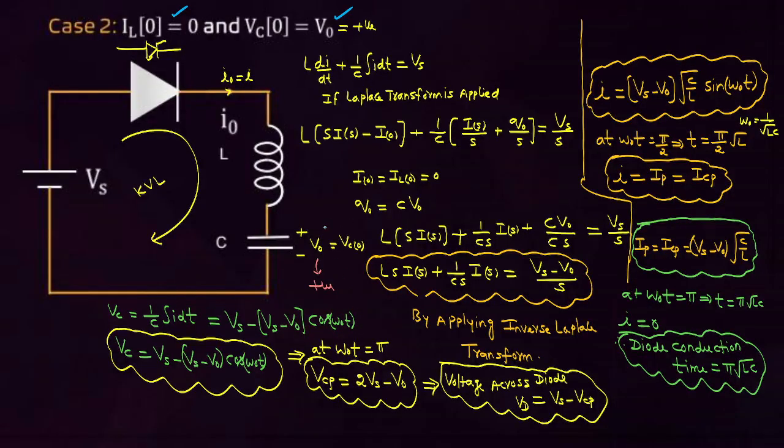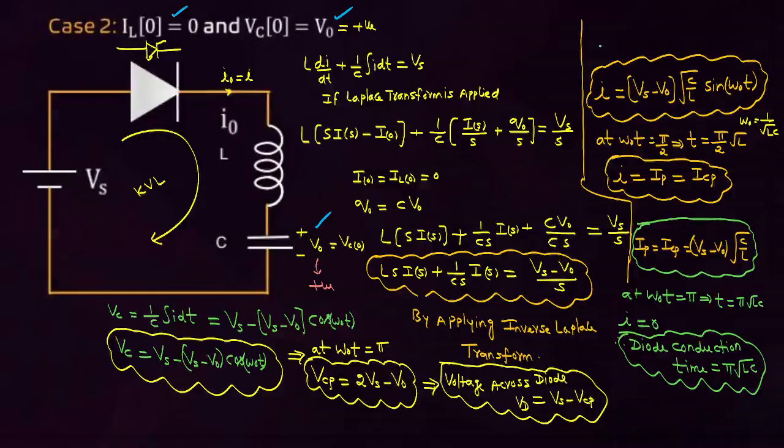Simply remember like this. If the voltage across the capacitor is given as positive, you subtract it from Vs. If the voltage across the capacitor is given as negative, add V0, the initial voltage across the capacitor. Sir, why like this? Because it is based on this derivation only.